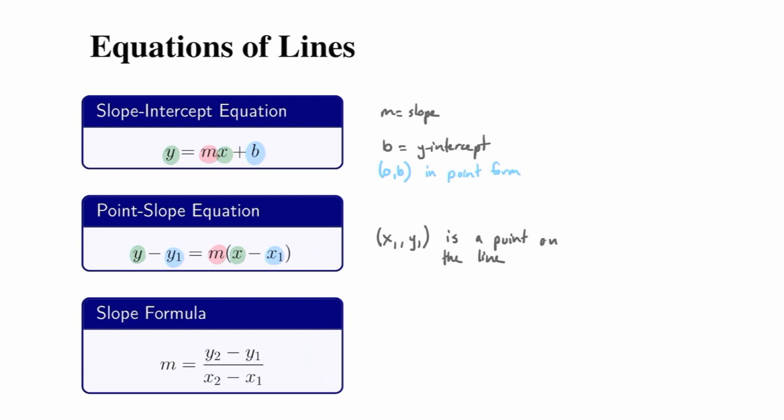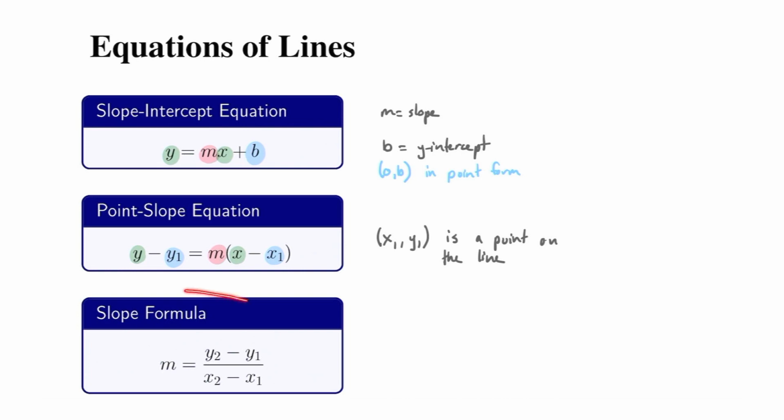Now the slope-intercept equation here is usually what we would get down to if we simplify the point-slope equation. So if we were to distribute the m and then add y1 to both sides, we would get it down to this slope-intercept equation. So this one's nice and simple to work with.